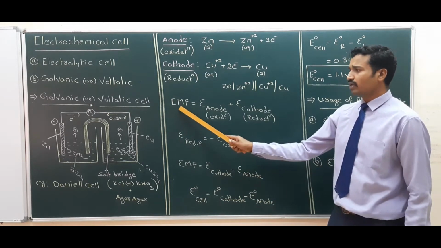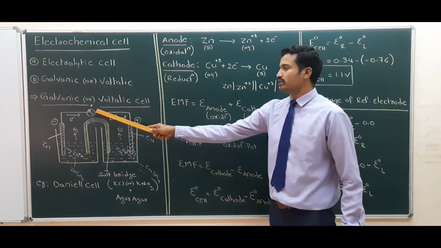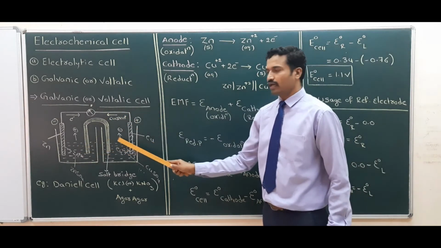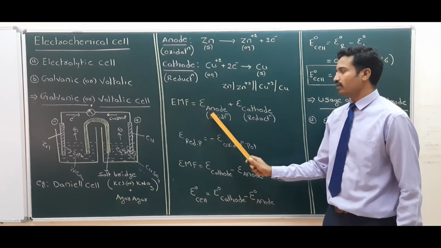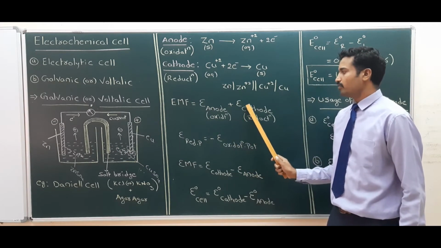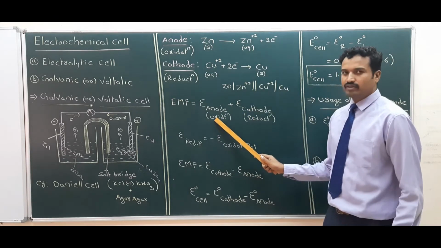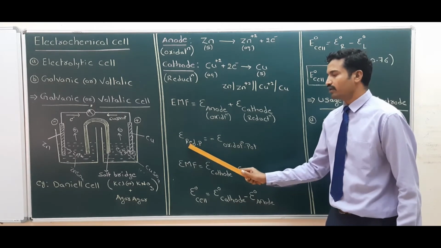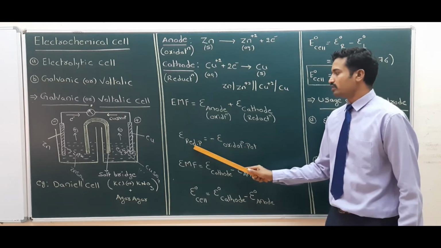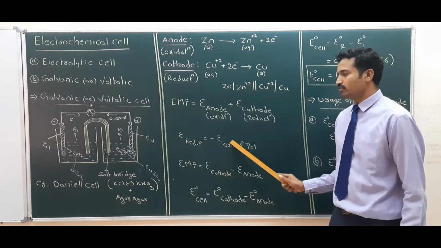Again, EMF is called electromotive force. This electromotive force is because of the anode and cathode, oxidation and reduction. So it is called the electrode potential of anode, oxidation, plus the electrode potential of cathode, reduction. Generally, IUPAC norms consider only reduction potential. So this oxidation we need to convert into reduction potential. Reduction potential is equal to minus of the oxidation potential of the anode.